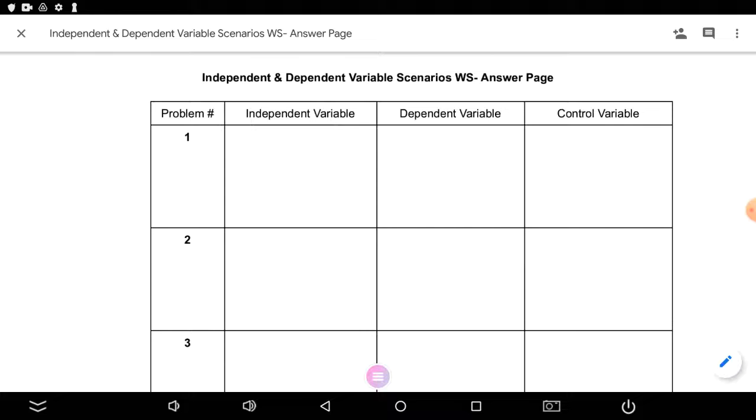Is there only one control variable? No, there's usually several, okay? Independent, there's one. Dependent, there's one. Controlled, there's usually several. Which ones are typically not listed in the scenarios? Which ones are typically not listed in the words? Addie, do you remember? B? Which ones are usually not listed for us that we just have to think about the experiment? Ava? The controlled ones. We have to think about what would have to be the same for these to give us valid and reliable data.